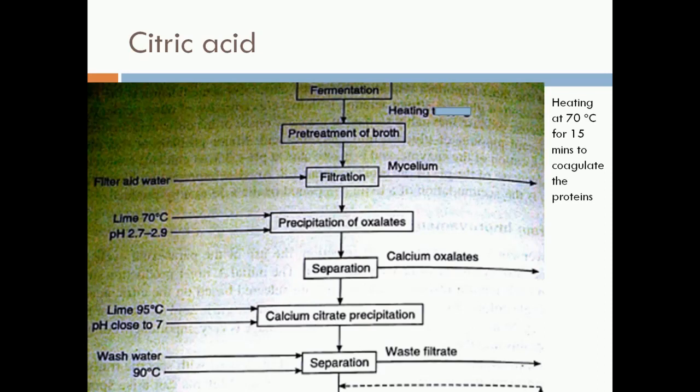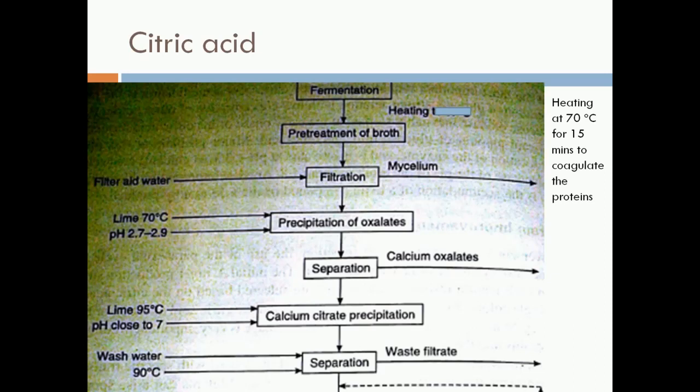Because your citric acid is now present in the filtrate, we don't require the mycelium. So continuous washing is done, so that whatever citric acid is attached to the mycelium is washed away, so that we recover that citric acid. And then after filtration, you introduce some amount of lime there. You can see there lime is introduced, and pH about 2.7 to 2.9 is maintained at 70 degrees centigrade.